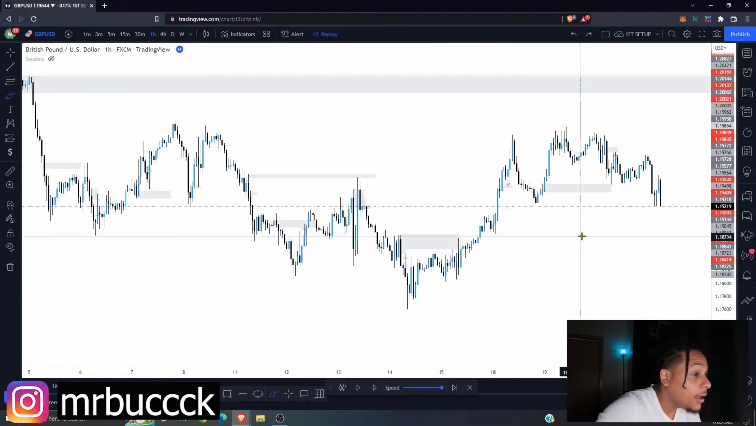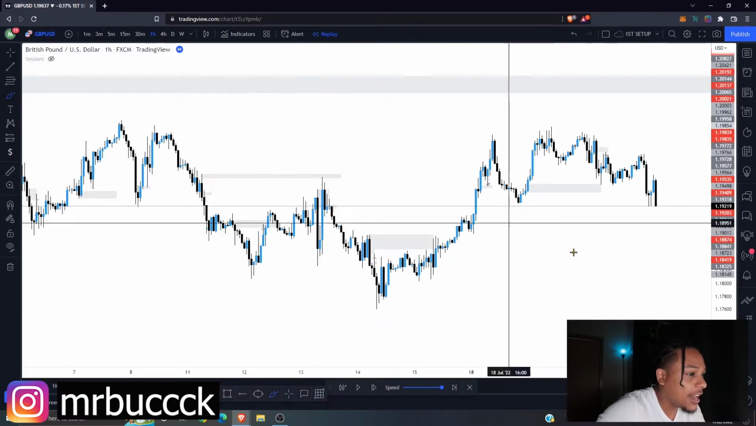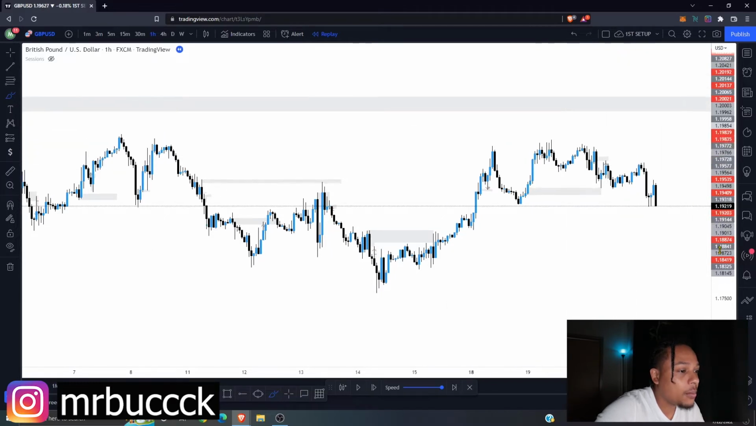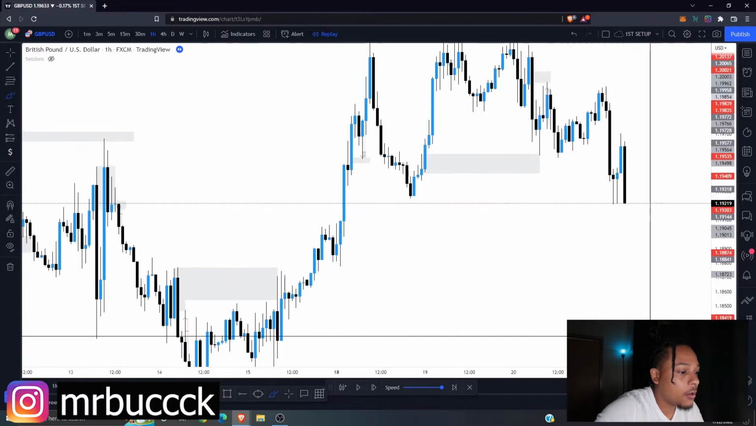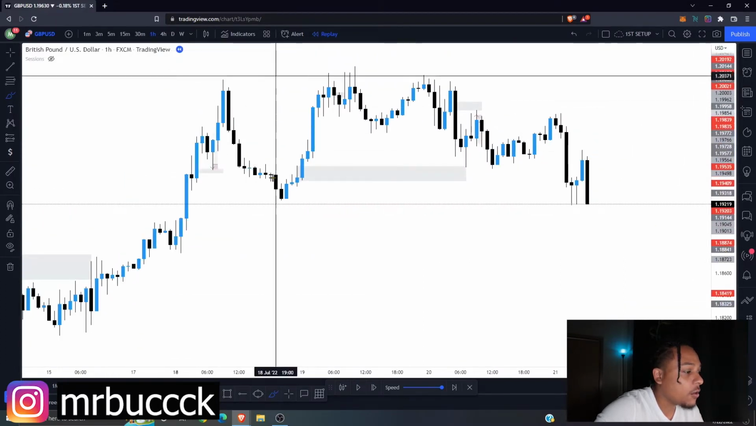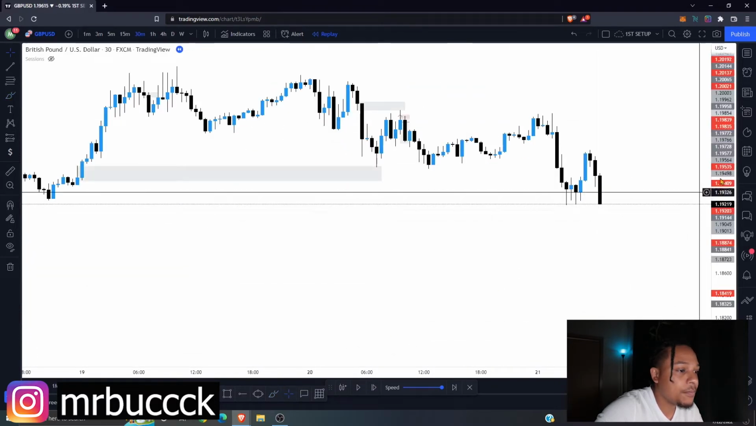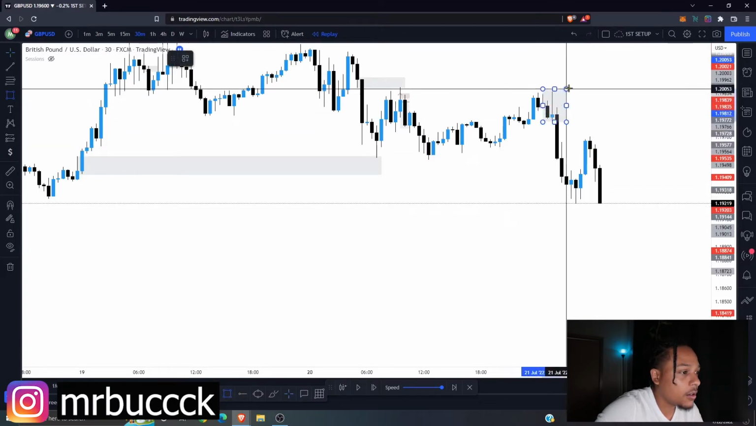But anyway, this is the hour time frame on GU. I will look for some sells since it didn't break this. Looking at where I can get in a position for some sells. On the hour time frame, I don't really see a clear zone. So I jumped down to the 30-minute, and I saw this zone right here.